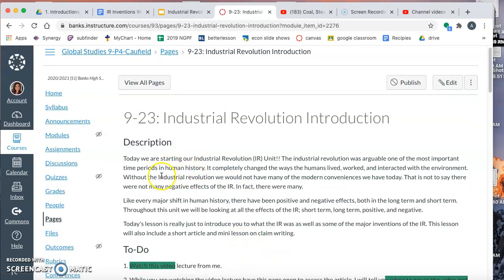So today we're starting the Industrial Revolution. I usually always abbreviate it to IR, so whenever you see that, I mean Industrial Revolution. It was arguably one of the most important time periods in history, and it completely changed the way that humans lived, worked, and interacted with the environment.